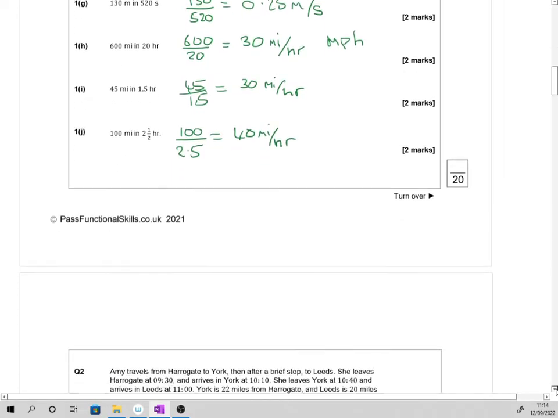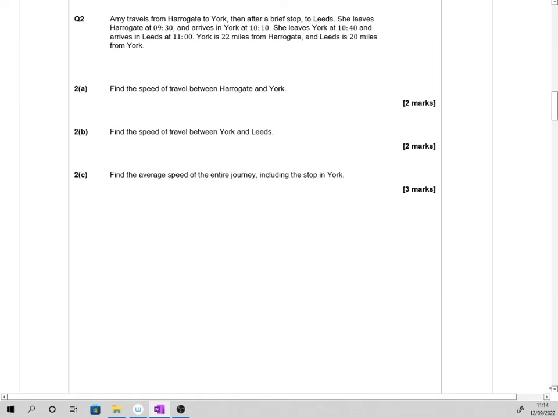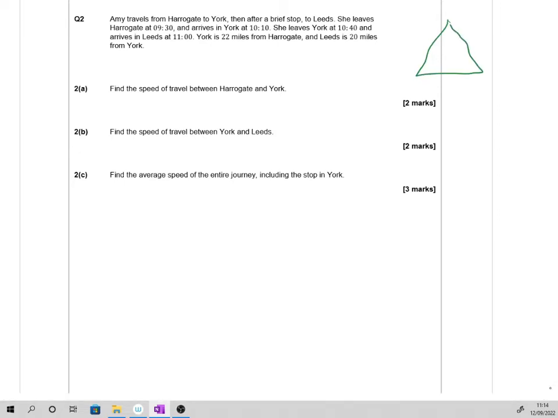Right, I don't know how many we've got of these. Oh, here we go. Amy travels from Harrogate to York. Hang on, before we do anything, do a triangle. Amy travels from Harrogate to York, then after a brief stop to Leeds. She leaves Harrogate at 9:30 and arrives at York at 10:10. She leaves York at 10:40 and arrives at Leeds. So too much information, right? Find the speed of travel between Harrogate and York.